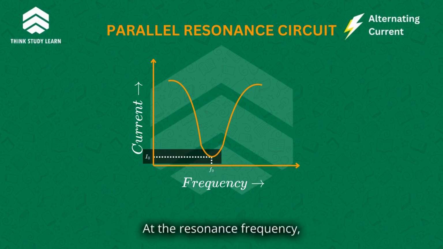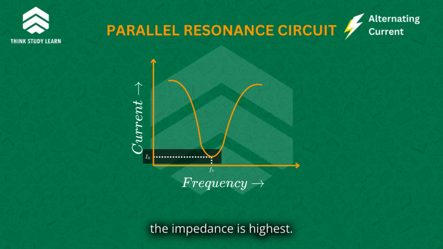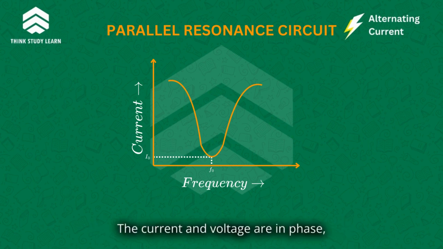At the resonance frequency, the current reaches its lowest value because the impedance is highest. The current and voltage are in phase, which is indicated by the peak efficiency, which means the power factor is 1.